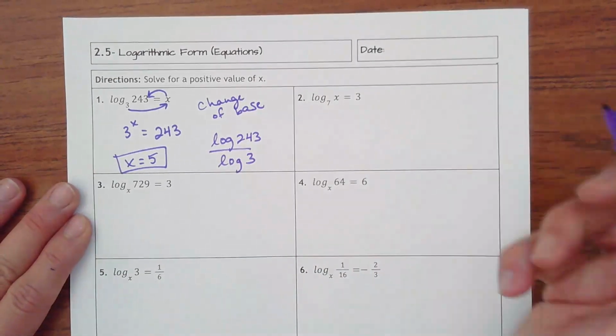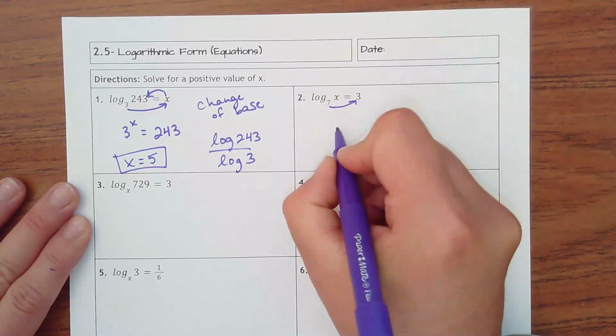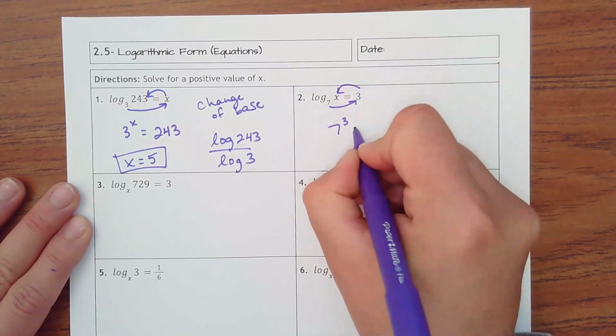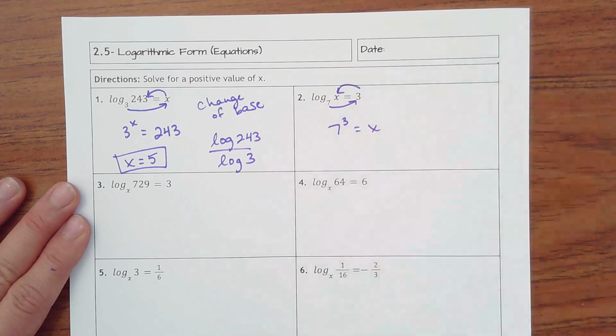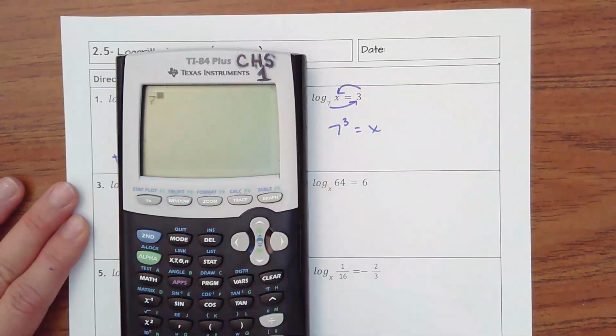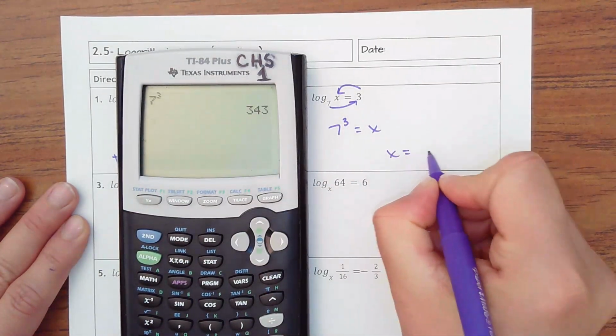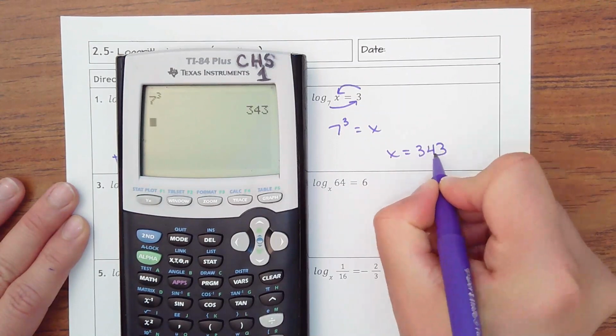All right, number 2, 7 to the third power is what? So this one's really easy because you're literally just figuring out what is 7 cubed. That would be 343, excuse me.